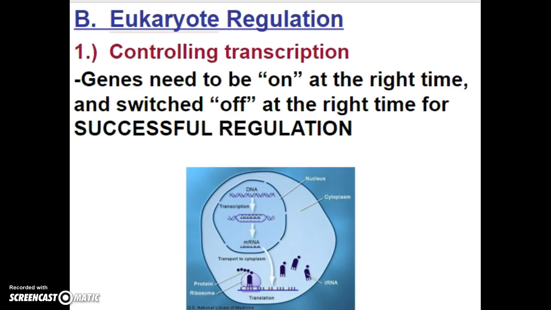Now, eukaryote regulation. As eukaryotic organisms with a nucleus and organelles, and multicellular, we are complex organisms, and we need our genes to be switched on and off at the right time too for successful gene regulation.